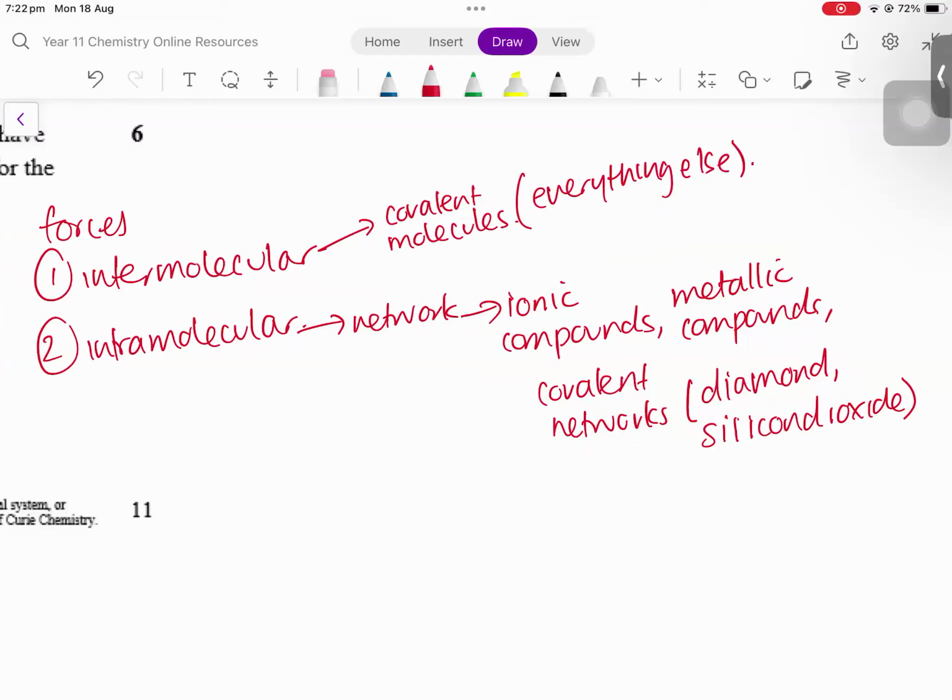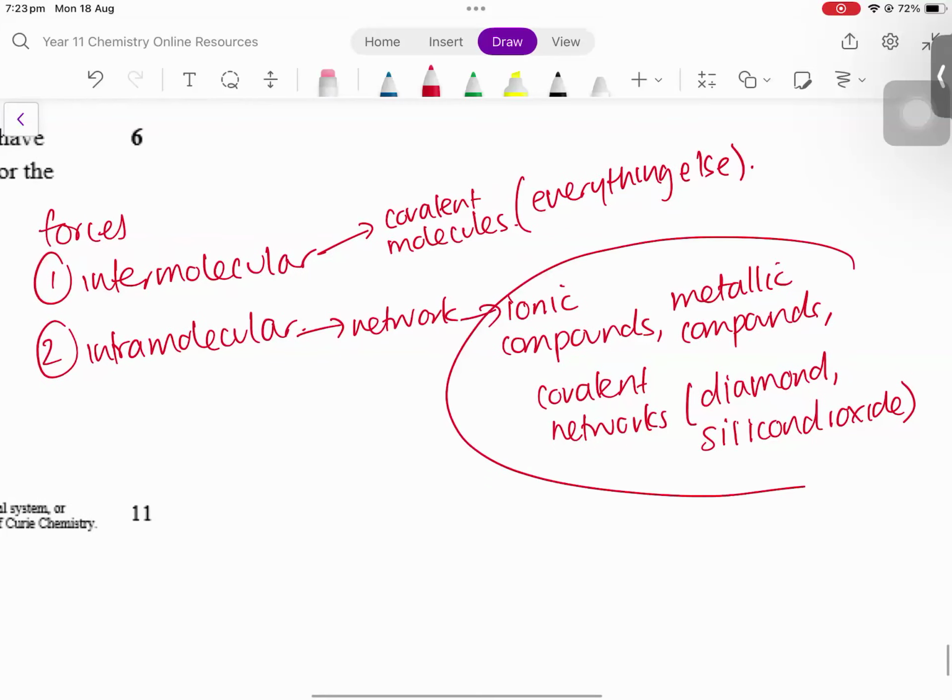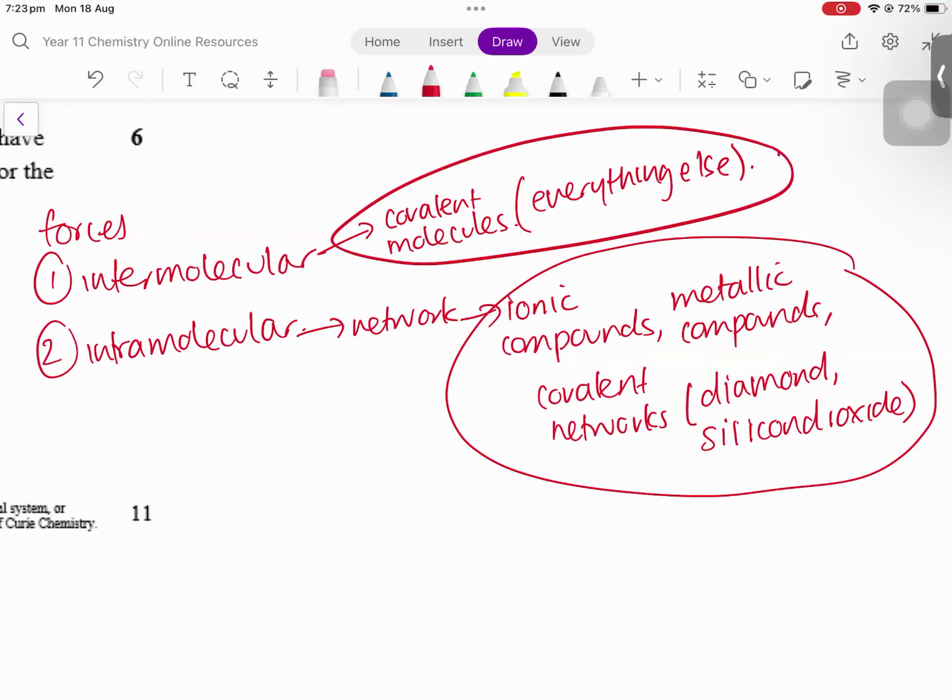If it's not ionic, metal and non-metal, if it's not a metal, if it's not diamond, if it's not silicon dioxide, then it's a covalent molecule. Covalent molecule is everything else. So if you see these three, you talk about breaking the bonds: ionic, metallic, covalent. If you see this, you talk about weak dispersion, dipole, hydrogen bonding, depending on what you figure out.